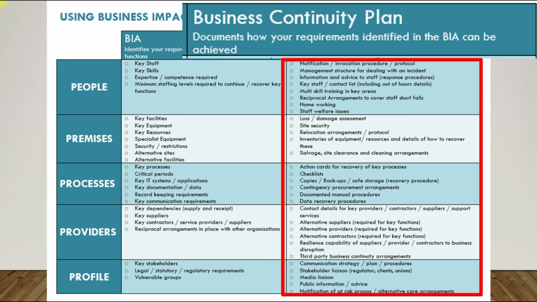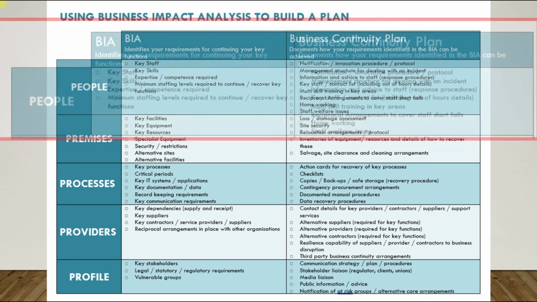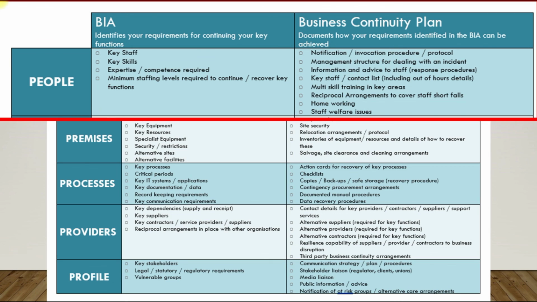Okay. In terms of profile, you're looking at communication strategies, media liaison, public information advice, and notification of risk groups, and this sort of thing. So all these are part and parcel. And you look at the way this works, of course, if you go across the row, you're going to end up identifying the key areas of people and then developing strategies all about personnel that will help you in that contingency plan.